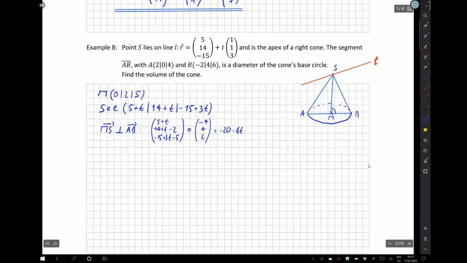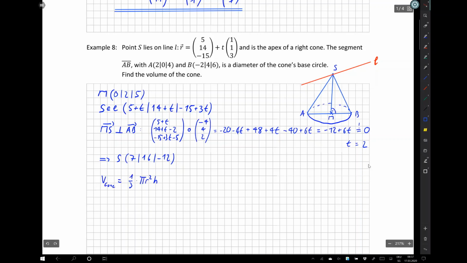We want now the MS vector to be perpendicular to the AB vector, which means the scalar product is 0. The MS vector is S minus M coordinates always, so we get this vector here, scalar to the AB vector, being B coordinates minus A coordinates. When we calculate that, we get minus 12 plus 6t, we set that equal to 0, and we get t equals 2. Inserting t equals 2 here, we get S as (7, 16, minus 12).